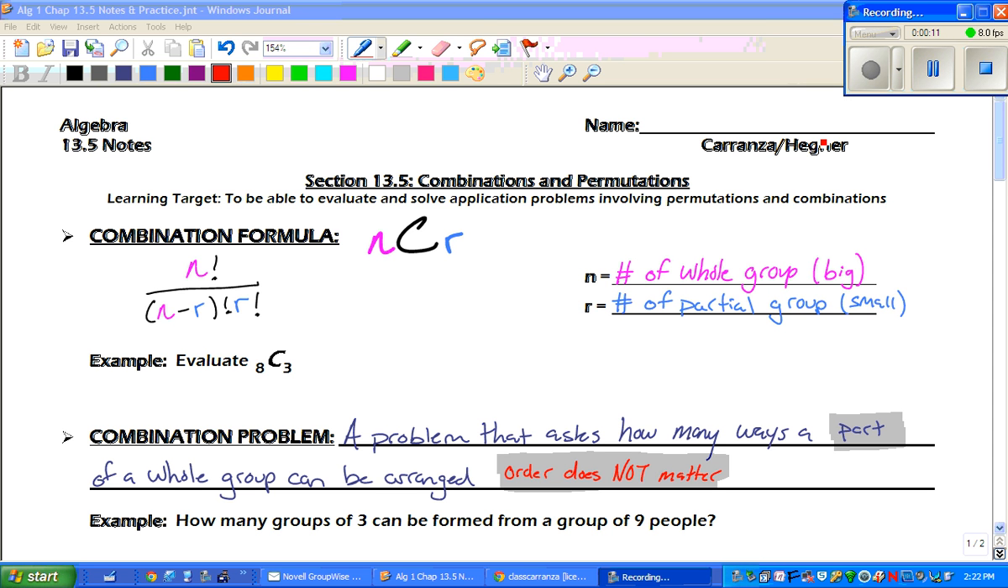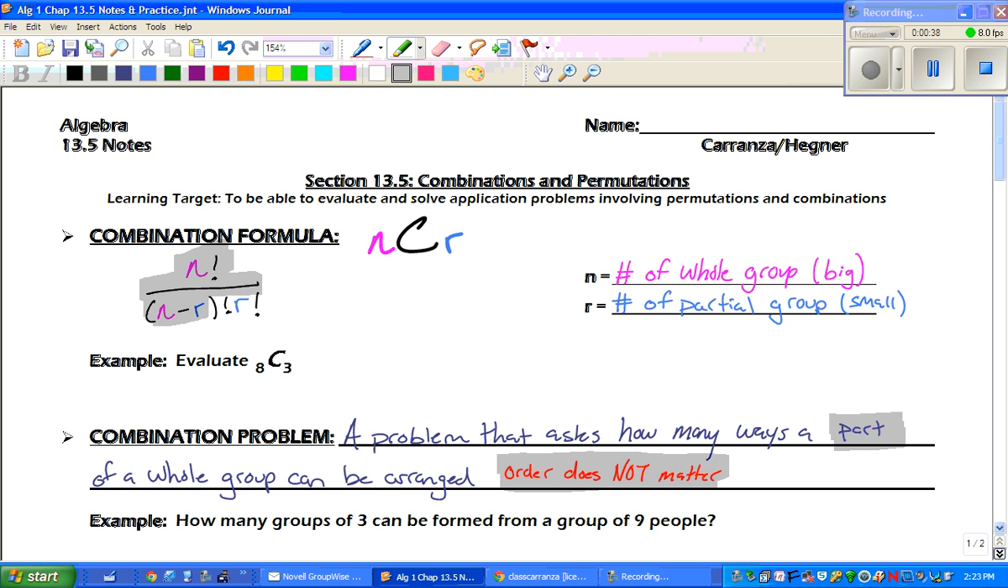Our learning target today is to be able to evaluate and solve application problems involving permutations and combinations. So, the first part that we're going to be doing is a review from yesterday where we're talking about the combination formula. Okay? So, the combination formula, or nCr, is n factorial over (n minus r) factorial times r factorial. Remember that n is the whole group, or the big number, and r is the number of the partial group, the small number.